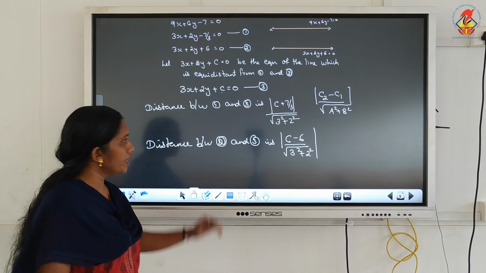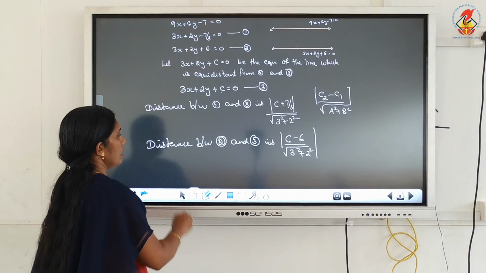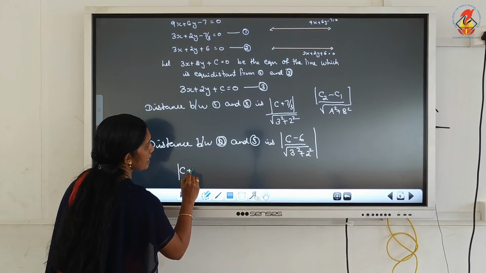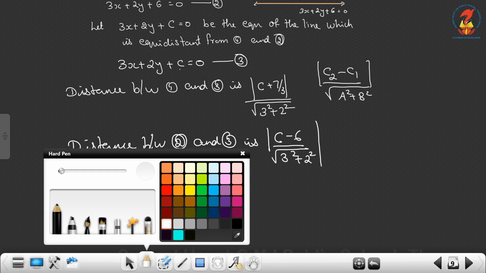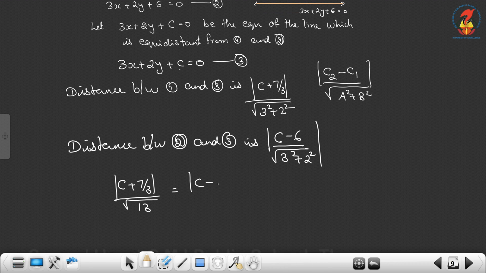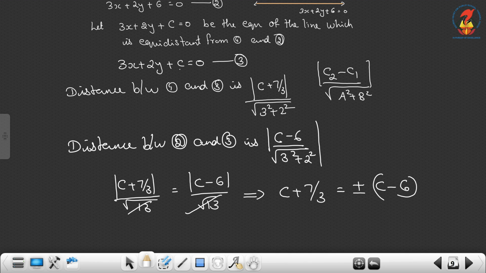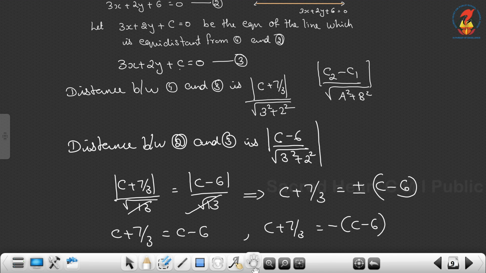Now, what is given? These distances are equal. So, modulus of (c + 7/3) by root of 9 plus 4, which is 13, is equal to modulus of (c - 6) by root 13. Root 13 we can cancel. Both sides have modulus, so how do we write it without the modulus symbol? On one side we have to give a plus or minus sign. So either c + 7/3 = c - 6, or c + 7/3 = -(c - 6).